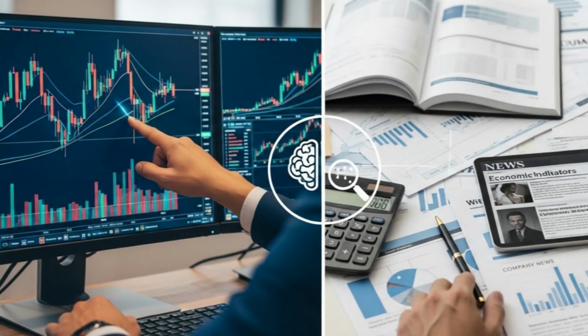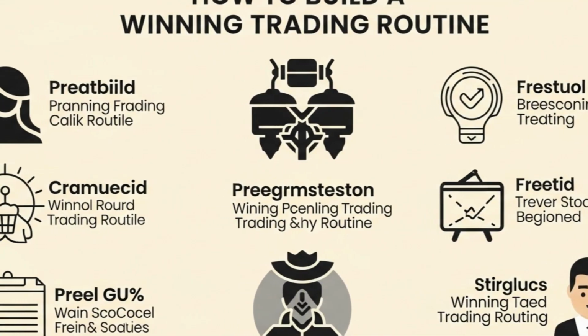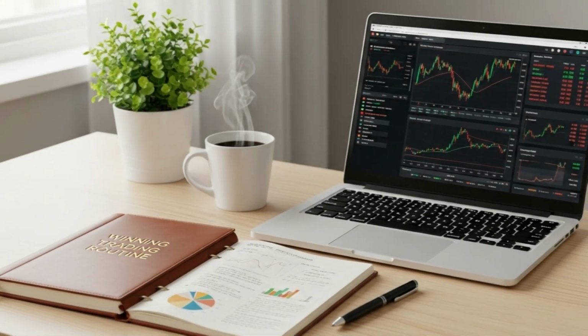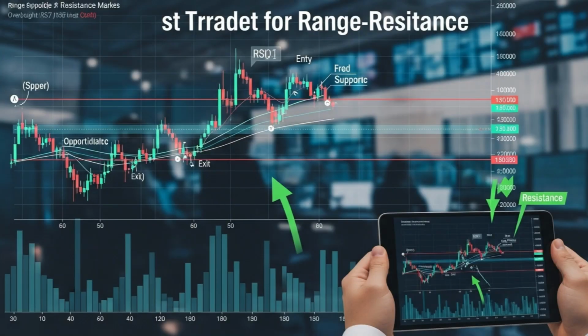But indicators are only as useful as your understanding of them. Indicators are tools, not signals. They are best used for confirmation. For example, the Relative Strength Index, RSI, is used to measure momentum.